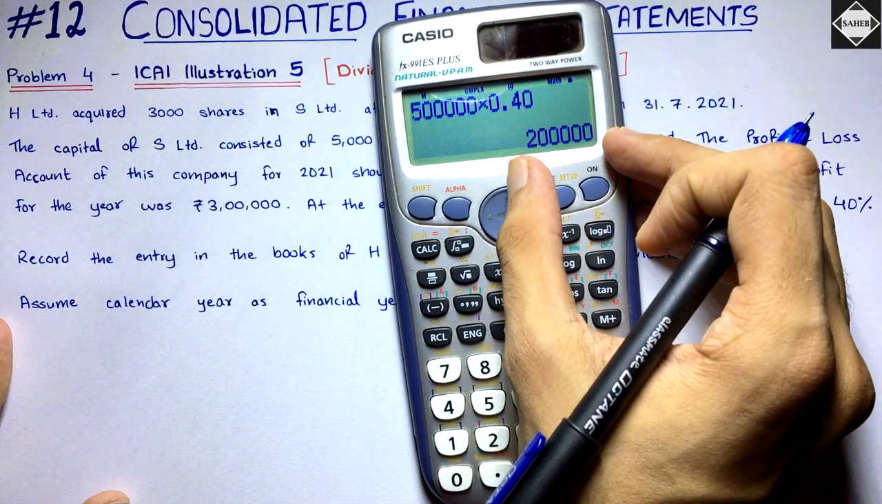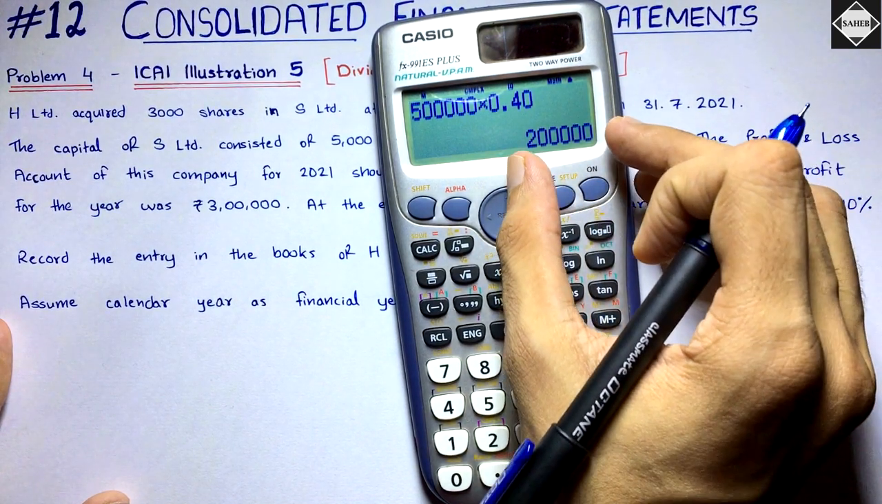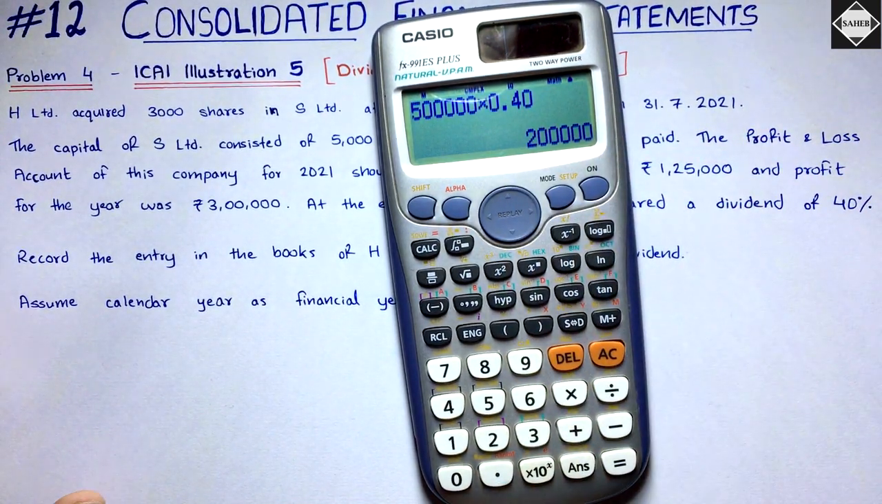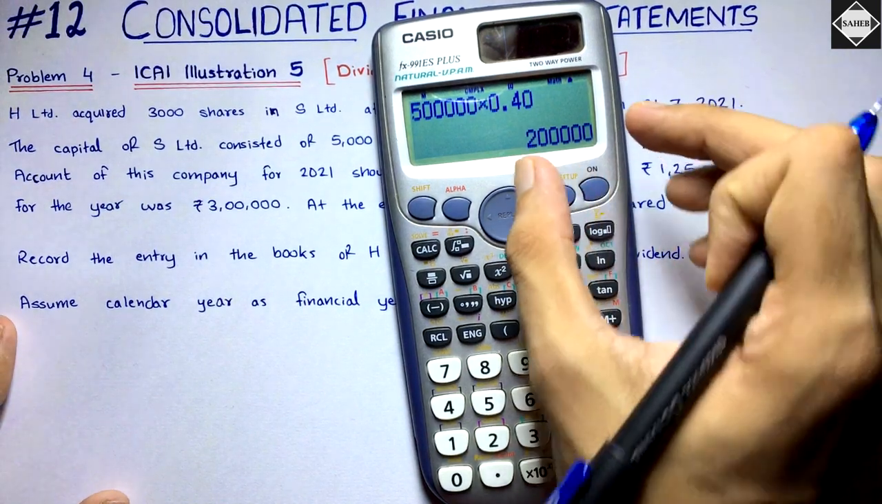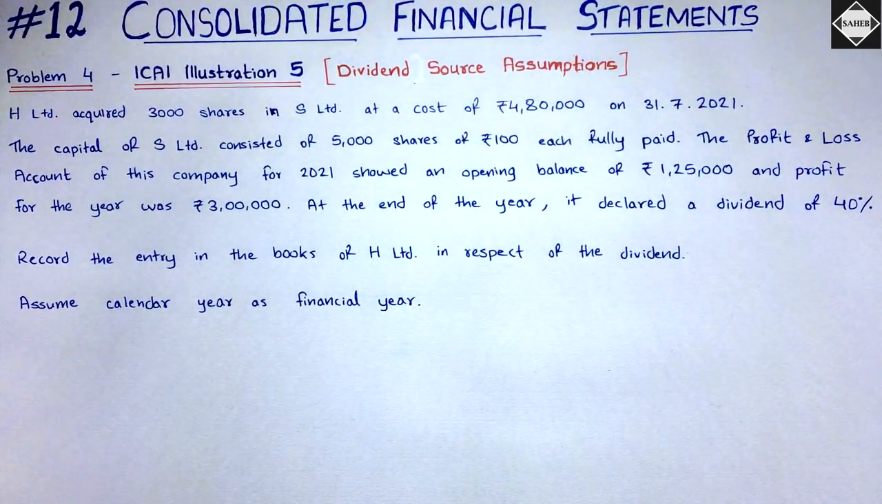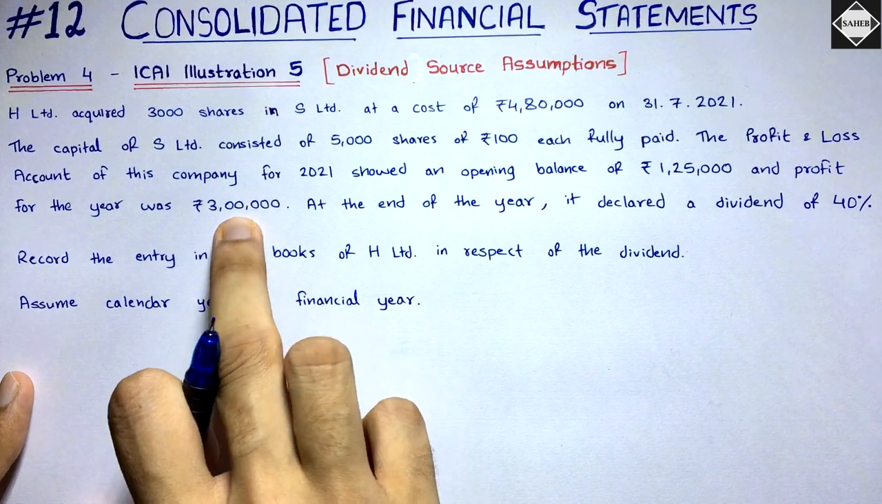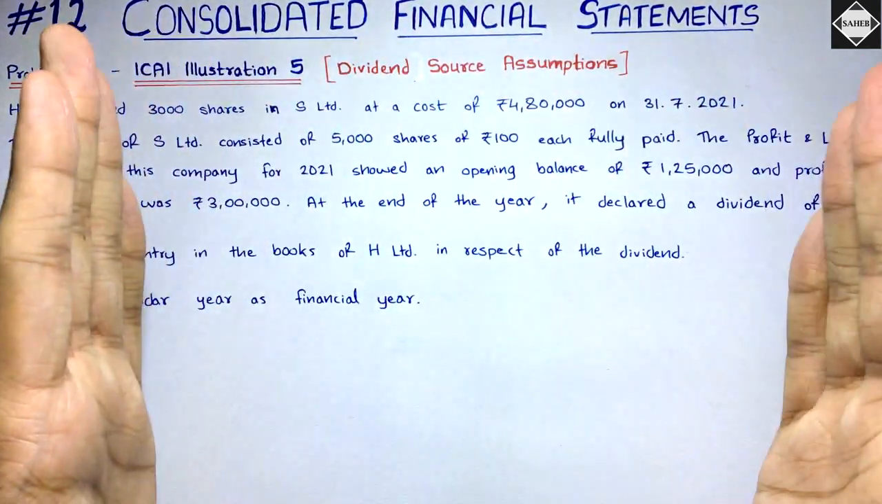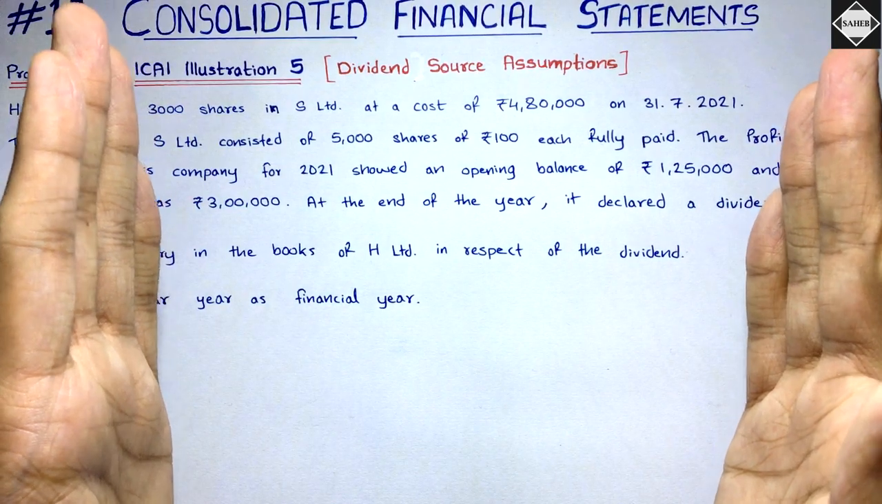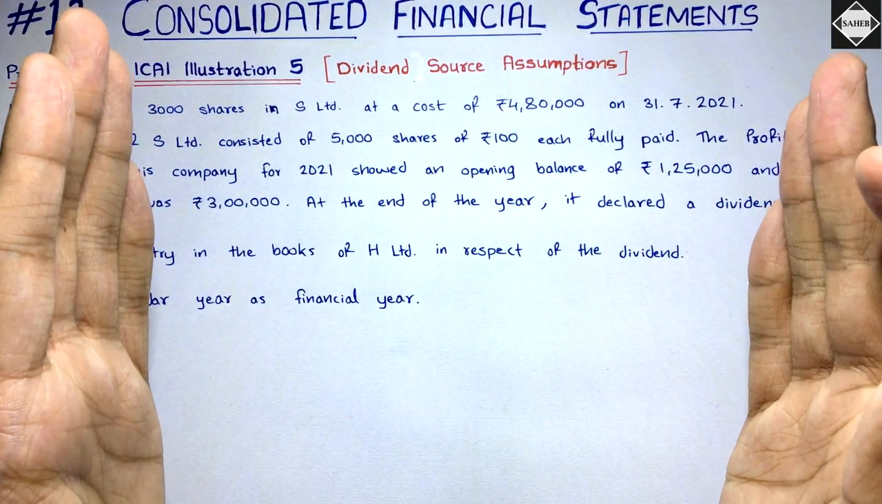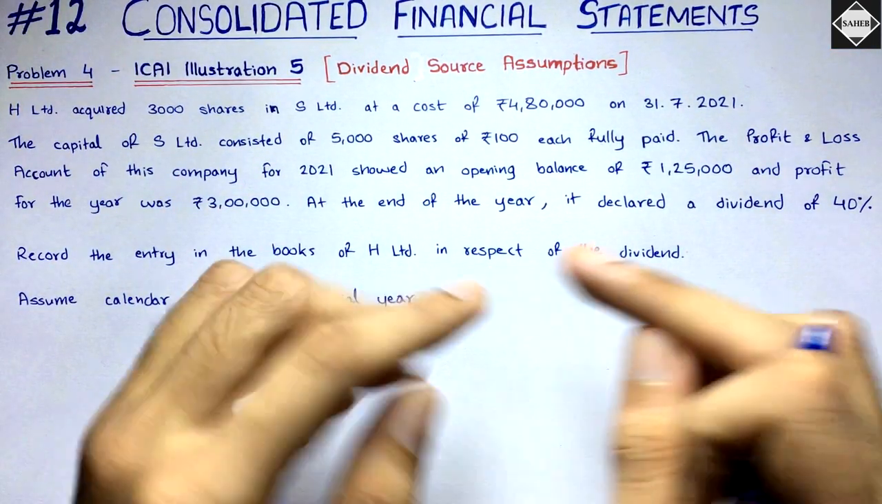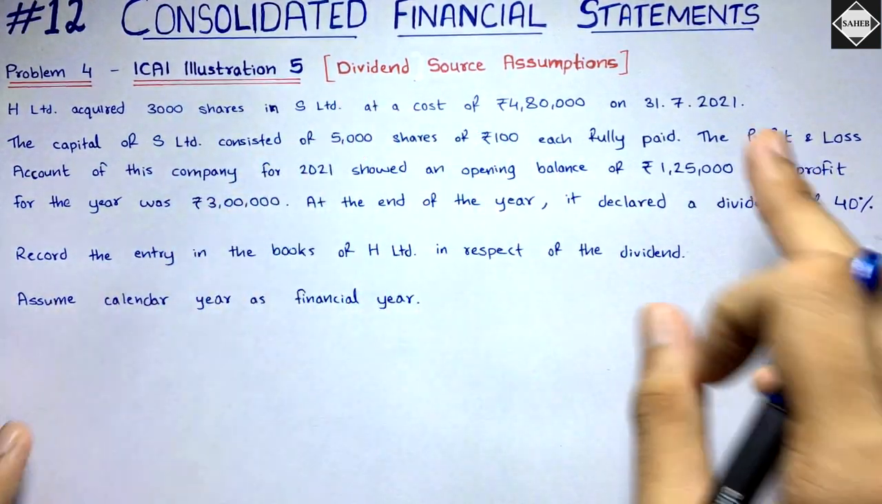See, it's very simple. 5 lakh capital into 40% dividend, so into 0.40. The total dividend declared and paid by the subsidiary company is 2 lakh. Is that clear? Now the source of this 2 lakh dividend has to be the current year profit of 3 lakh. Is that clear? But now this 3 lakh has been earned in the entire current year, only in the current year. So now you have to see what period we have in the current year. Is it pre-acquisition or post-acquisition? That's what you have to check.